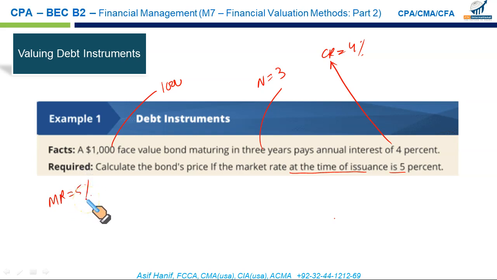Now let's say if you don't want to use the financial calculator, how you're going to find the value of the bond. So this is what you can do. The value of the bond, or the present value, is equal to how many interest payments are going to be there.